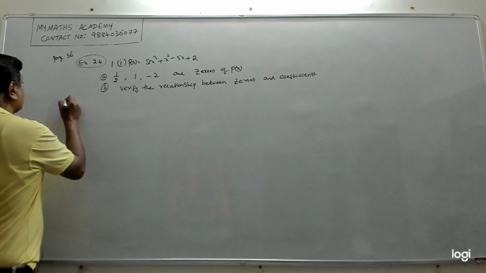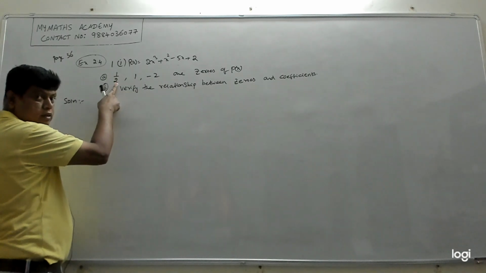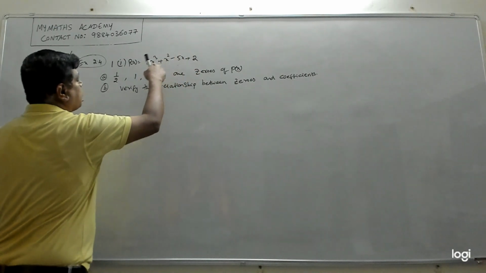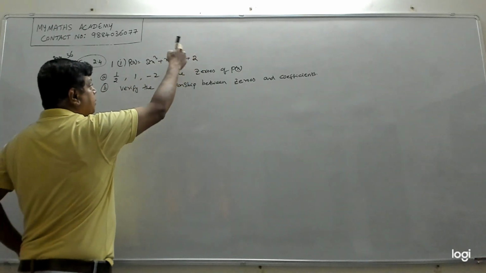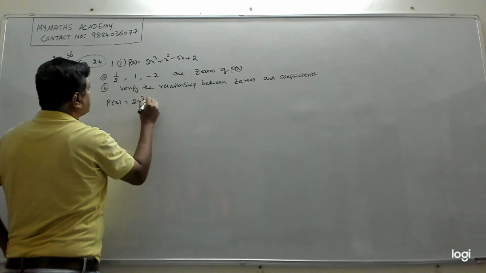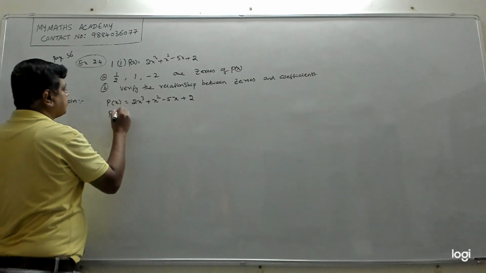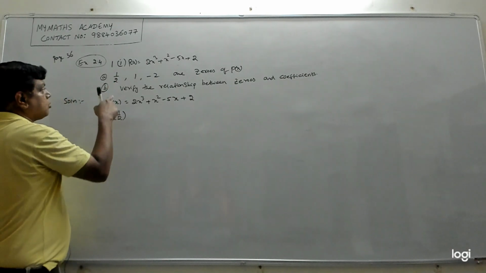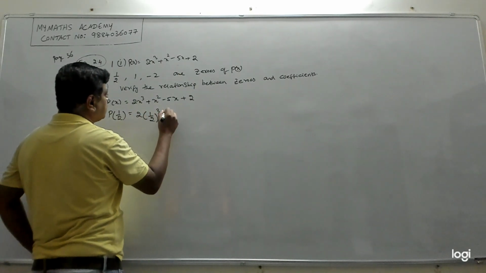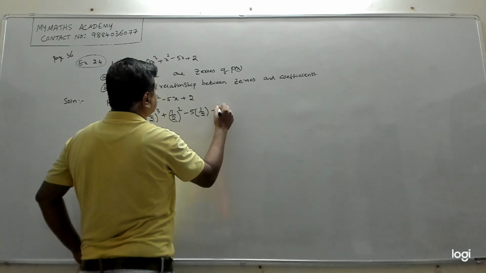So first part, solution, is how do we check whether these are the zeros of the polynomial? We need to take the first number and substitute it in the place of x and see whether you get 0. If this value of x makes the value of the polynomial 0, then that is called a 0 of the polynomial. So we will write what is p of x. P of x is 2x cube plus x square minus 5x plus 2. Now let's find p of 1 by 2. We are checking whether 1 by 2 is a 0. So first I should substitute 1 by 2 wherever x is there: 2 into (1 by 2) the whole cube plus (1 by 2) the whole square minus 5 into 1 by 2 plus 2.